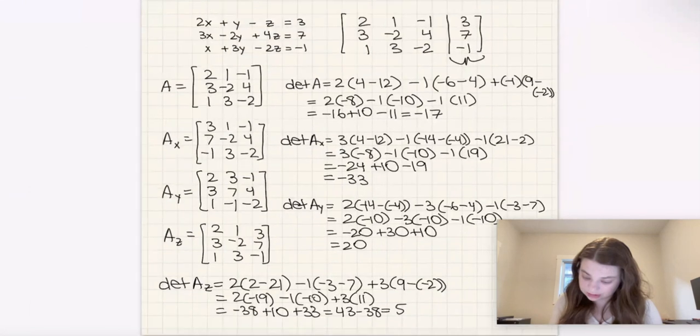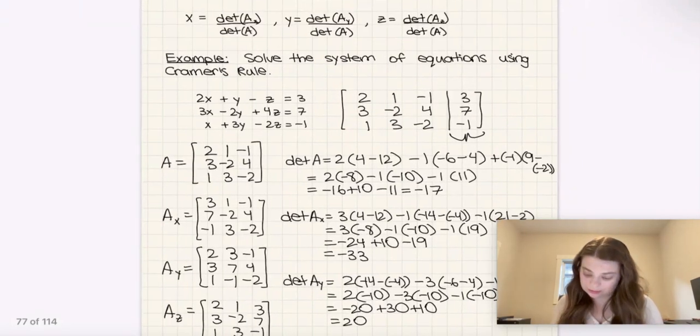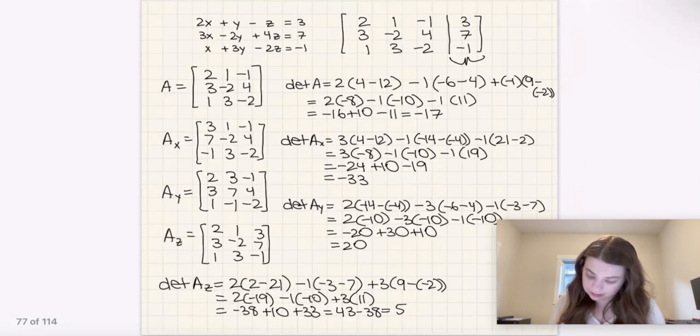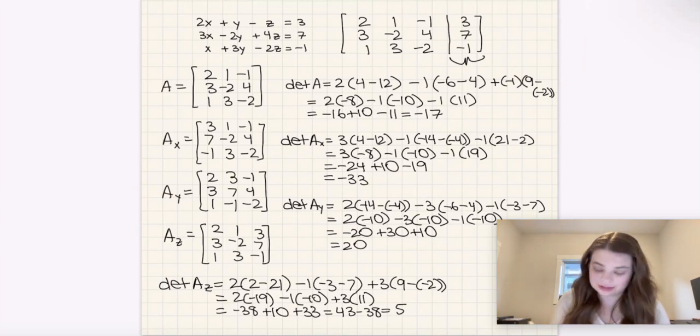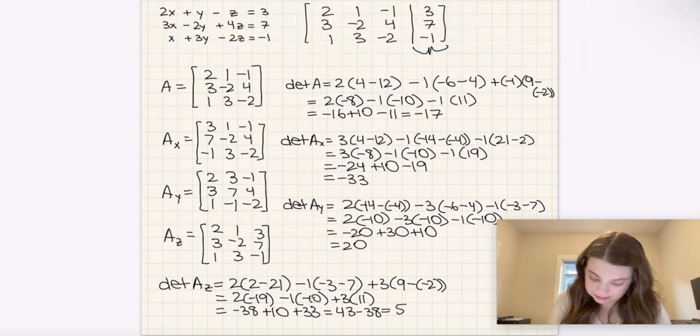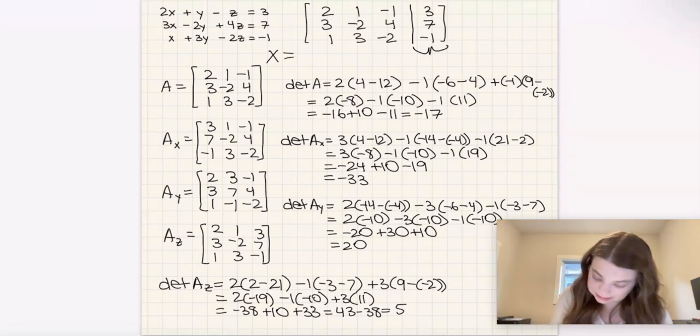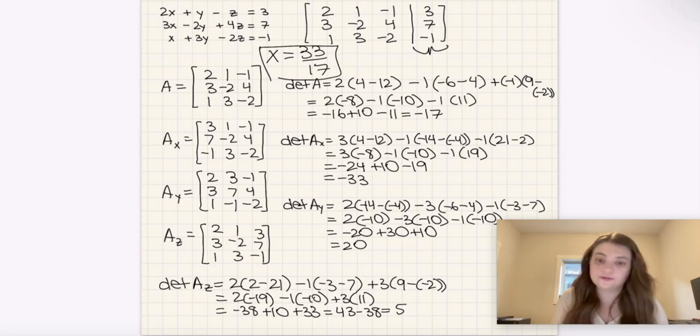Okay, so in conclusion, what's the answer then? After all this work, what's the answer? I promise we're very close to the answer. For x, we know that it's determinant ax over determinant a. So therefore, the answer for x, there's not a lot of room here left, so I'm going to move this and write the final answers here. Okay, so x is equal to determinant ax over determinant a. So that's going to be negative 33 over negative 17, which is just 33 over 17. So that's the final answer for x.